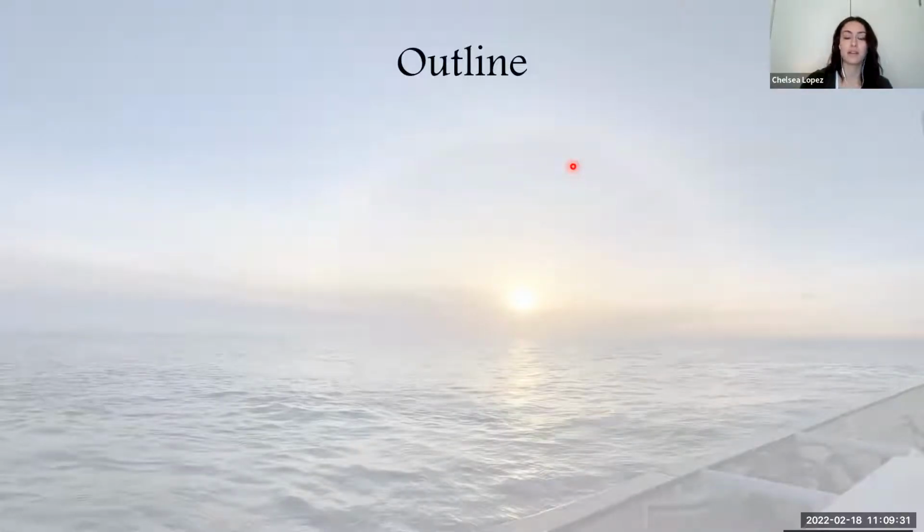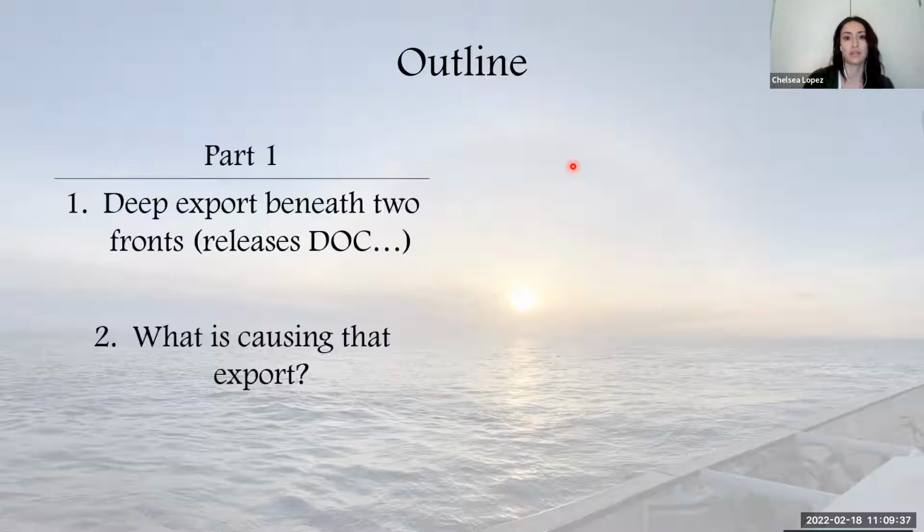So just a quick outline so that you know what I'll be talking about and you can follow along, because I have two parts here that are a little different from each other. First, I'll be talking about those fronts and how they're exporting carbon to the deep ocean and evidence of that, the particles and DOC. And then I'll be talking about the mechanisms behind that, so the biogeochemical controls on that export, and showing some evidence of why mixed layer depth and physical factors play into that.